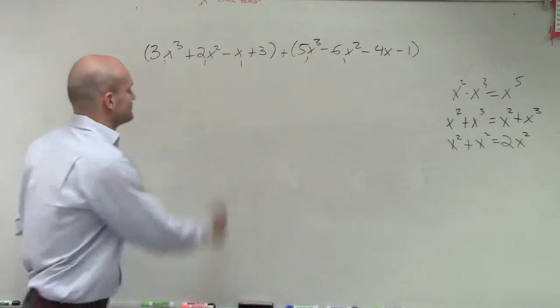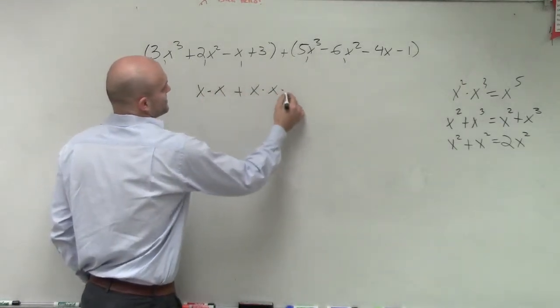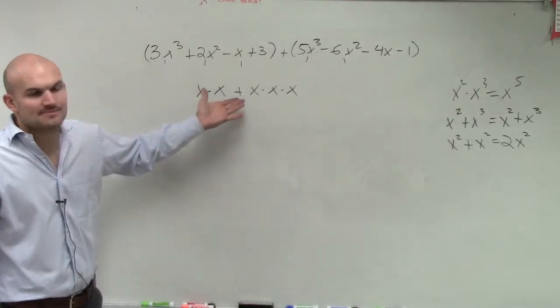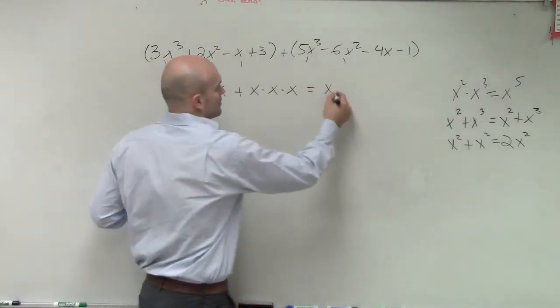Well, let's look at it. x times x plus x times x times x. What is that? That doesn't equal x multiplied by itself 5 times. It just equals x squared plus x cubed.